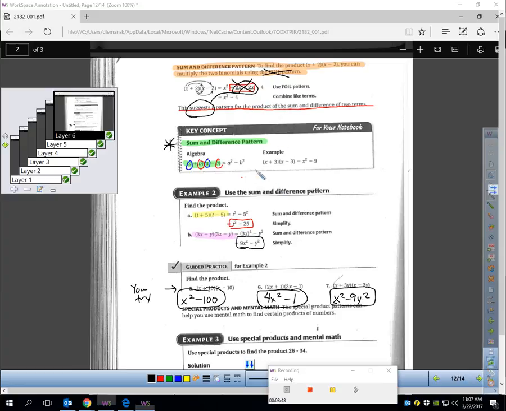So these two special cases, the sum and difference pattern and a binomial squared, which you saw in the previous slides, these are things that you want to know.